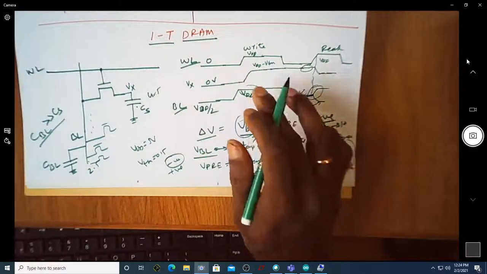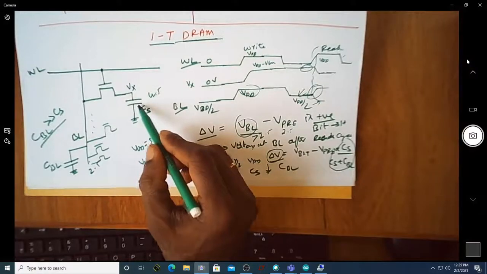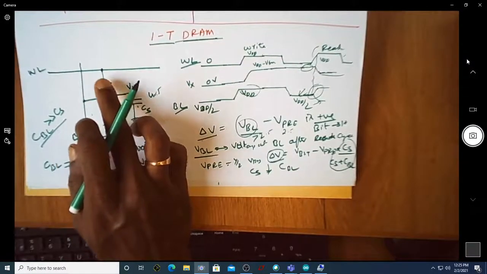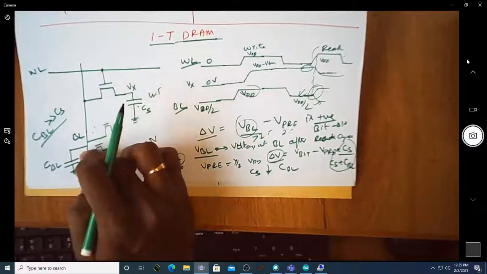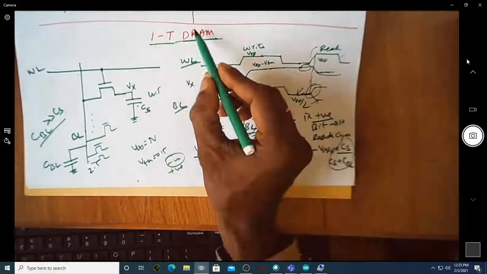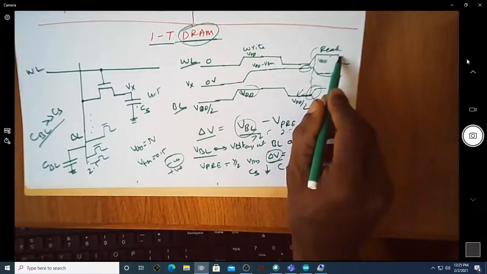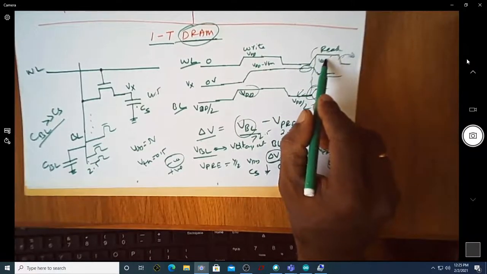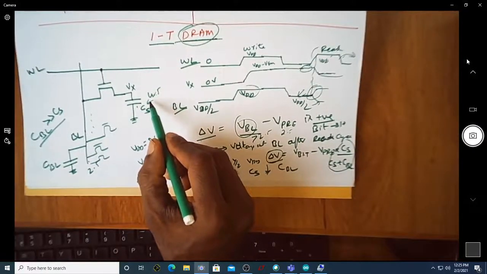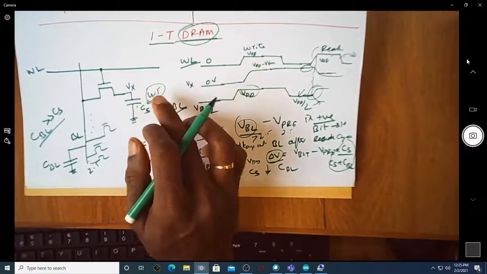The major disadvantage with these types of DRAMs is that the read operation actually destroys the stored value. When you turn the word line on, whatever charge is there will redistribute, and you cannot say what the value is after you read. That's why whenever you're using DRAM, read is always followed by a write operation. Assume that you have stored a value of high here, logic 1. Upon reading, this charge will get distributed and this is going to reduce. You cannot read this again.